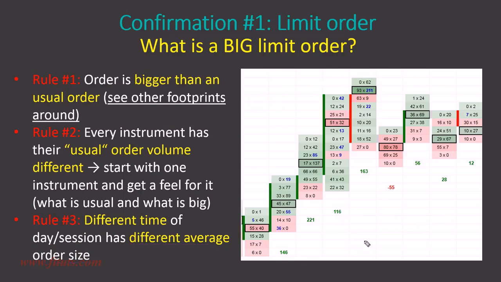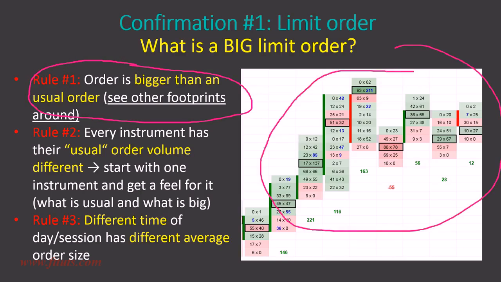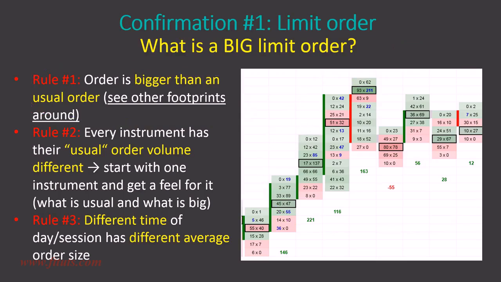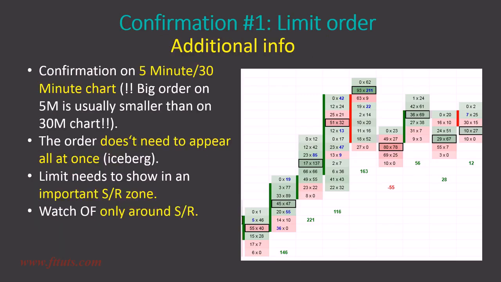Now, if you are starting with this confirmation method and it is completely new to you, then just stick to rule number one. It will suffice if you just look at a few footprints around and tell whether this number is big compared to the rest. That's how I suggest you start. As you progress and get a feel for it, you can start applying rule number two and rule number three. But it's perfectly okay to start with rule number one.